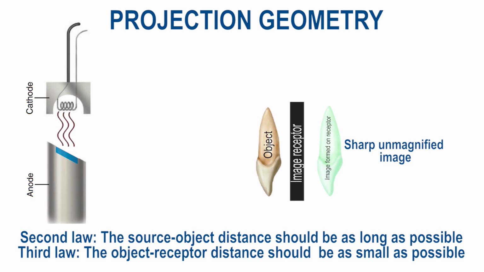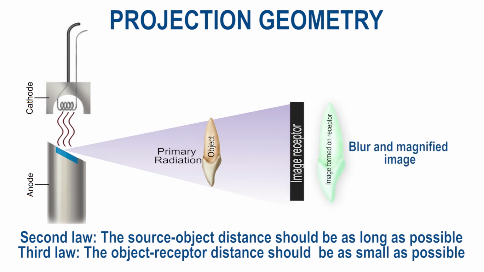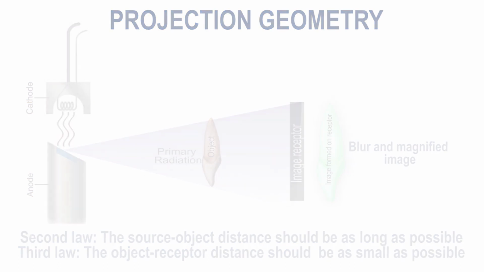A longer focal spot to object distance and a smaller object to receptor distance minimizes blurring by using photons whose paths are almost parallel. If we foreshorten the distance between the focal spot and object, or increase the distance between object and receptor, it will result in a magnified and unsharp image.